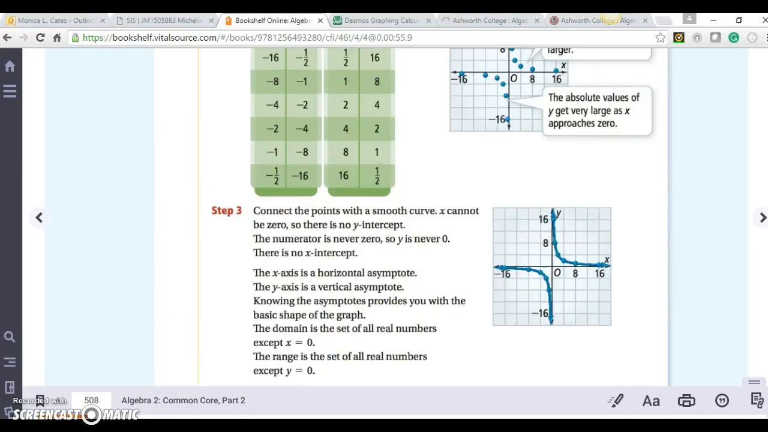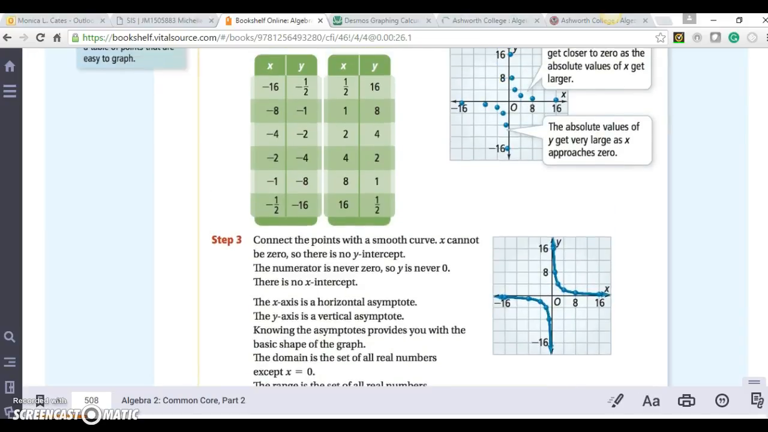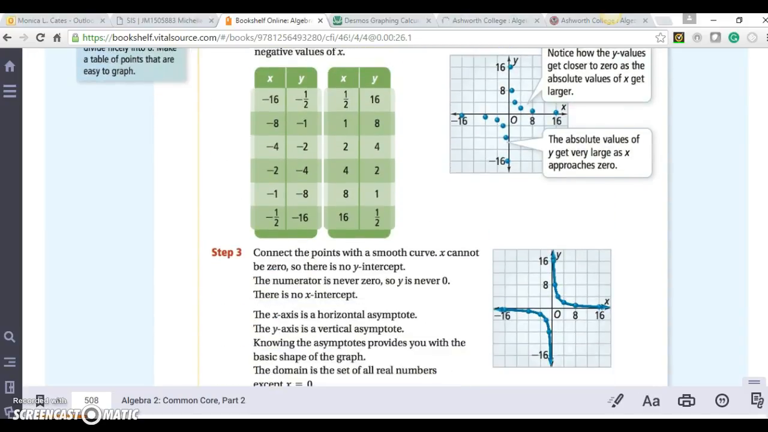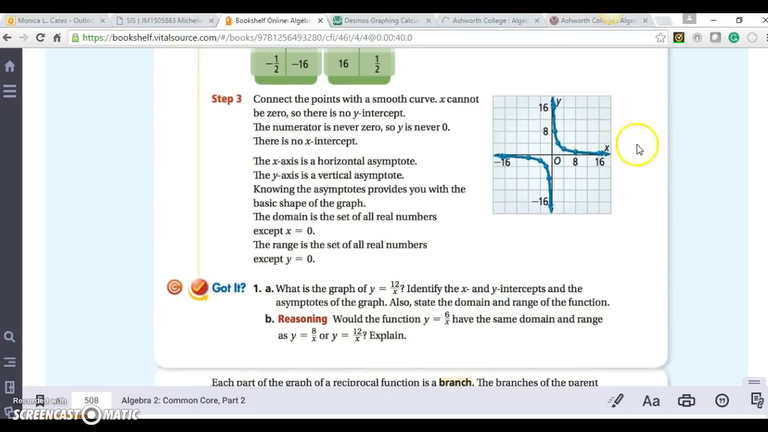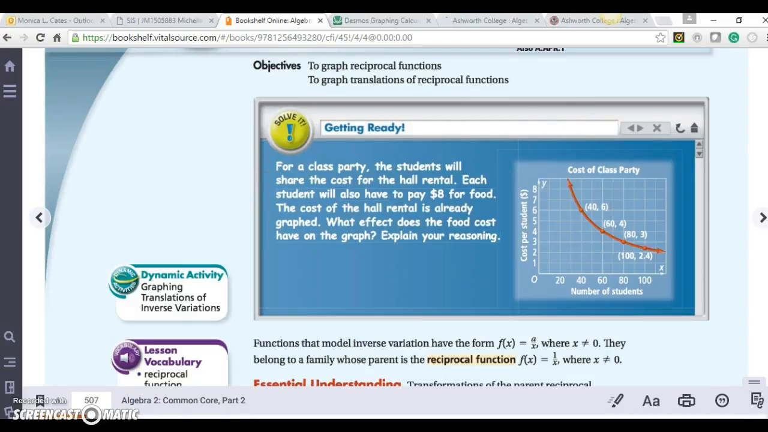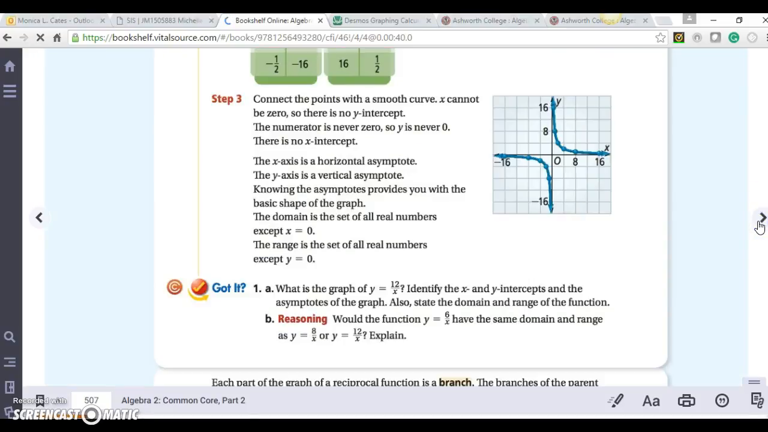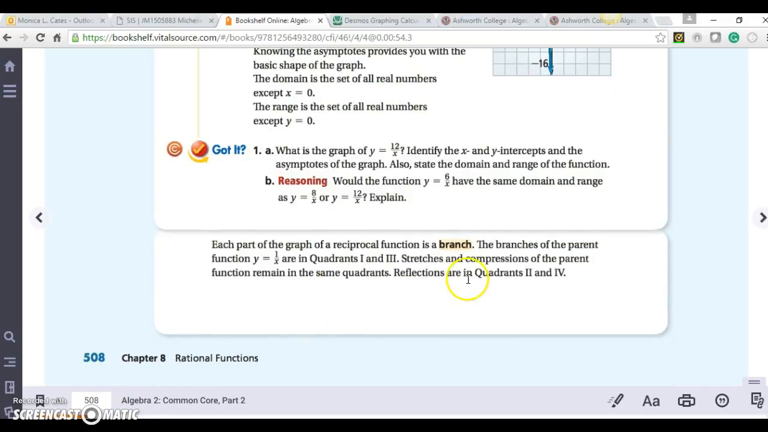So as you see here, this was just a stretch. I think this was a picture of 8 over x. Yes, 8 over x. So it was a stretch, and so notice that it was staying in the same quadrant. And we can go back and look at the picture of the parent function. Actually, it's on the first page. And we see that we have it in quadrant 1 and 3. So stretches and compressions stay in the same quadrants, while reflections are in quadrants 2 and 4. Let's look at some examples.